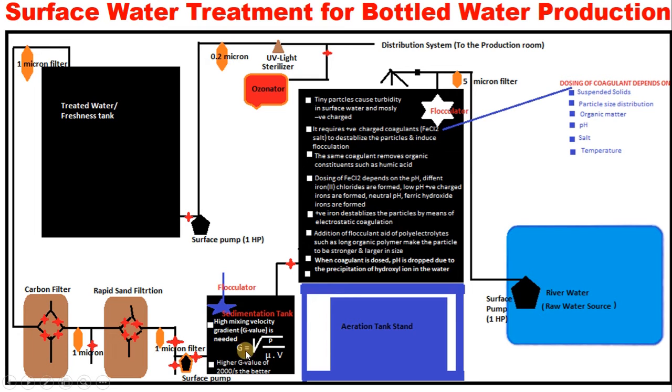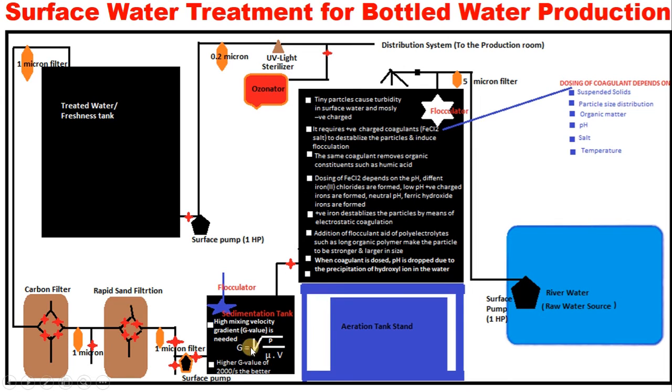The G value is equal to the square root of power input all over viscosity multiplied by the volume of the water in this tank. A high G value of 2000 per second gives a much better flock. It will assemble the particles very fast and in larger size when you have a higher G value.